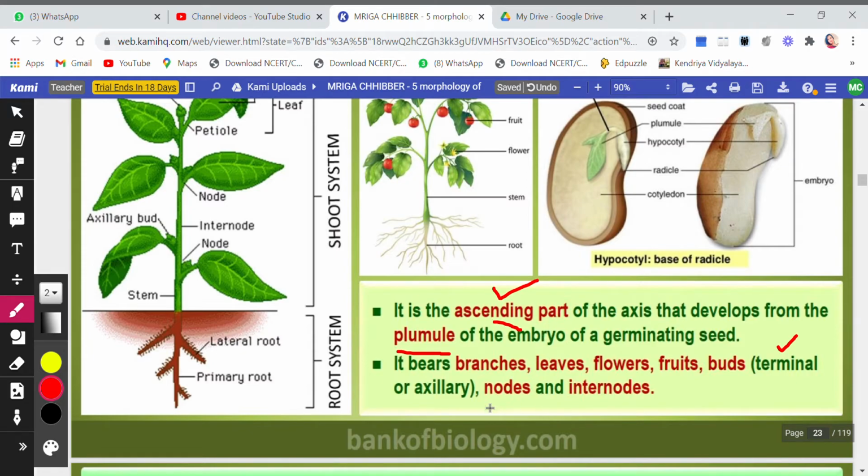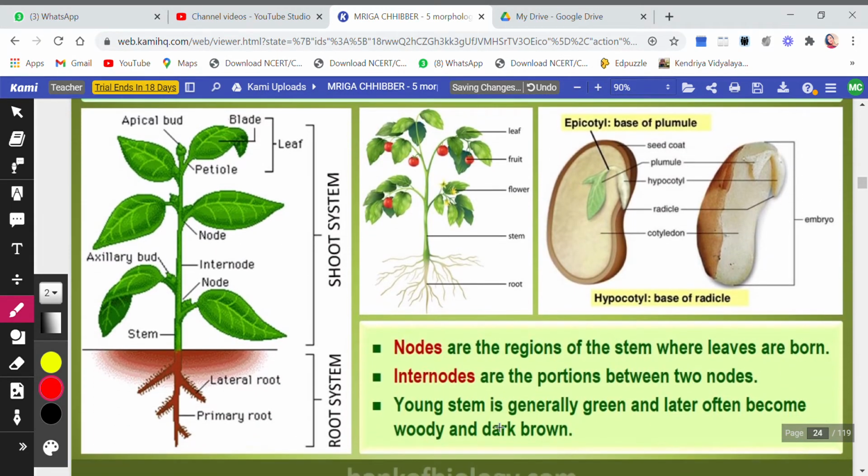Then it also has nodes and internodes. Nodes are the parts or the regions of the stem from where the leaf will arise. Now this is the node. This is a node. This portion is a node. Here it is a node. And what is an internode? The space between the two nodes is called an internode. Young stem is generally green and later on it becomes woody or dark brown in color.